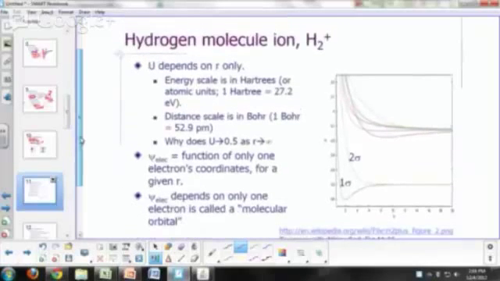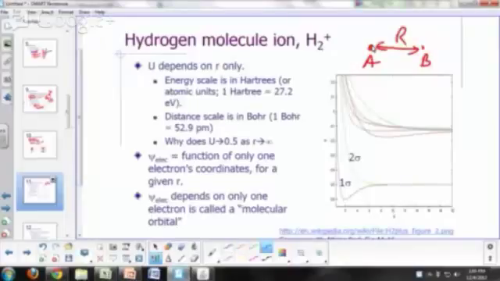Here's a closer look at the simplest possible diatomic molecule. The simplest possible molecule is the hydrogen molecule ion, H2+. So you have two nuclei, let's call them nucleus A and nucleus B, separated by a distance r. Okay? And there's only one electron.